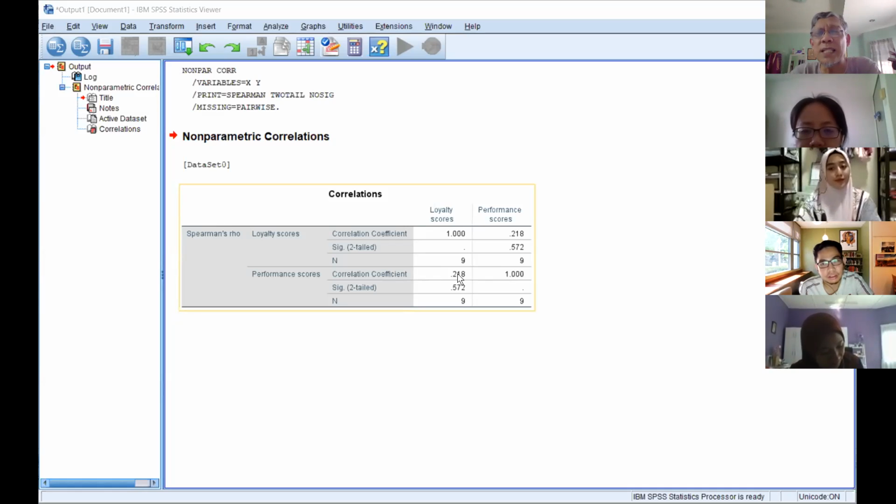Okay, question number 2. If you were to test the hypothesis on the relationship between these two variables at 0.05 level of significance, A, what would be the appropriate null and alternative hypothesis? Anybody want to respond? What should be H0 and HA?